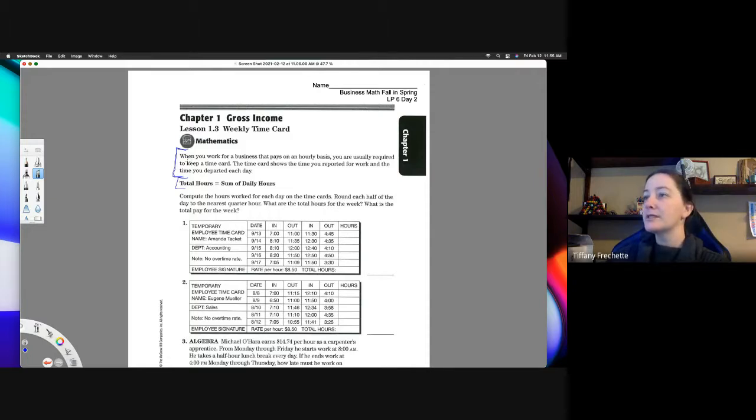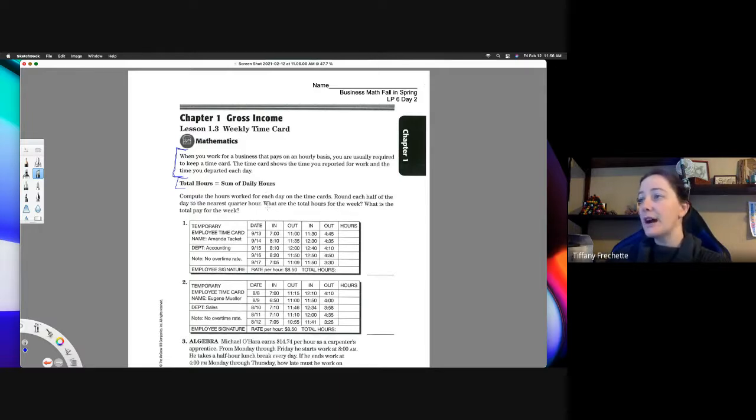So first, let's read our summary. When you work for a business that pays on an hourly basis, you are usually required to keep a time card. The time card shows the time you reported for work and the time you departed each day. So then they give us this formula: total hours equals the sum of hours daily. So, you just add them all up for all your hours every day.